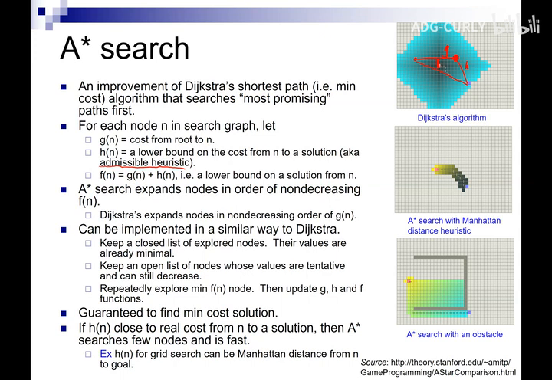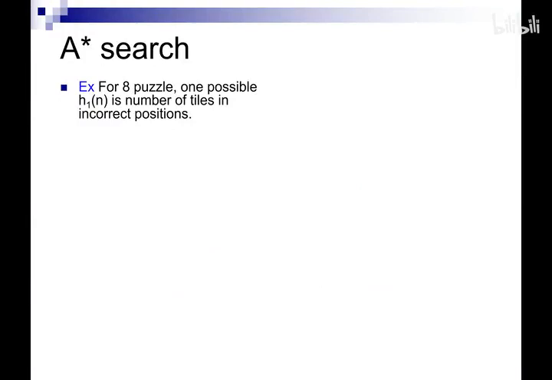Okay. However, it's hard to get such a good admissible heuristic, right? So then we're just going to settle for a trade-off between how quickly we can compute a heuristic versus how close it is to the real cost of a solution. And the closer it is to the real cost, the faster we can execute.